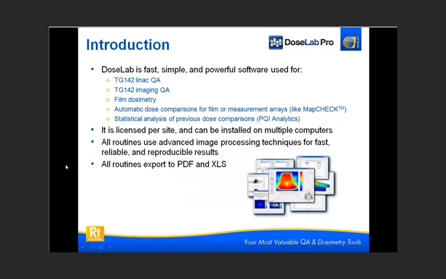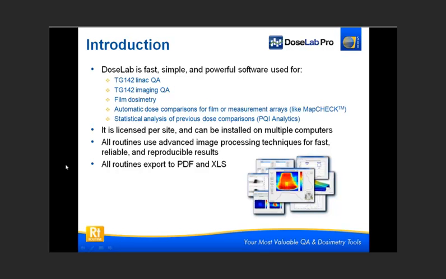So, what is DoseLab Pro? DoseLab is simple, fast, and powerful software that's used for TG142 Linac QA, TG142 machine QA, film dosimetry, automatic dose comparisons, and statistical analysis of previous dose comparisons. One of the really nice things about DoseLab Pro is that it's licensed per site. So no matter how many Linacs you have, no matter how many computers you would like to install it on, one license covers your entire clinic.